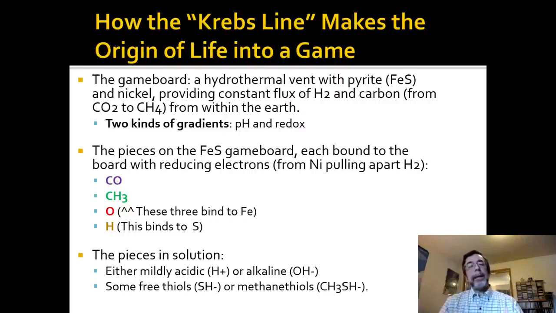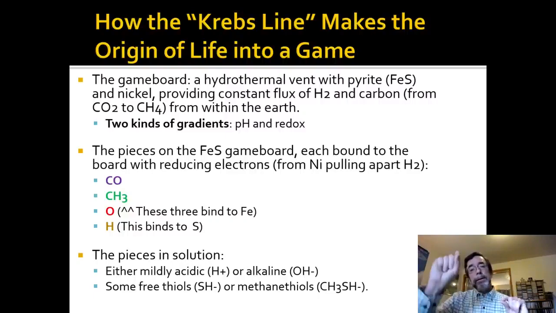This is an idea that the geology of rocks themselves might have provided chemical reactions that led to the Krebs cycle. To see how it works, I'm going to have these 4 colored pieces that move around on the game board. These are not floating in solution. These are next to a rocky surface that is pyrite. We mentioned that before. Iron sulfide is the pyrite surface. So think of that as the game board.